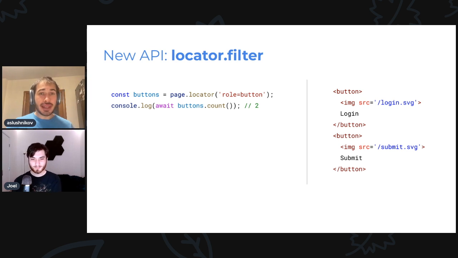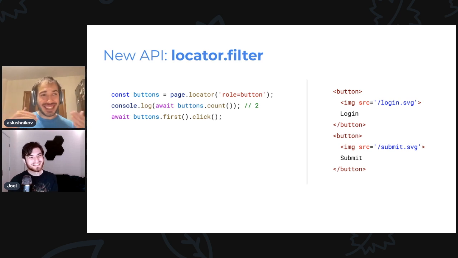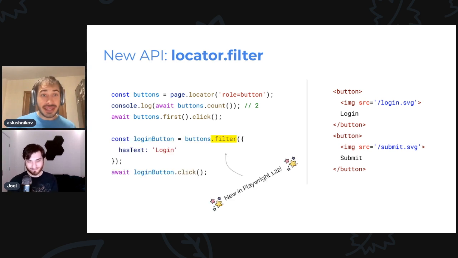Now, if I want to click the login button, I can say buttons.first.click. I assume you're going to show me a better way, because this way relies on the order of buttons on the page, which is not a good thing. So instead, you can filter the buttons using this new filter API.